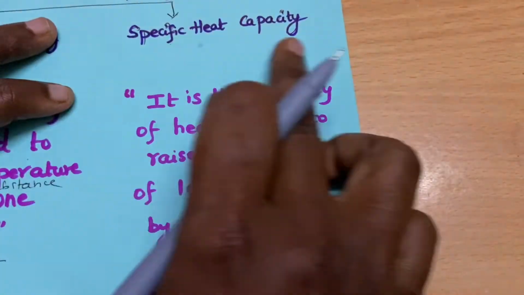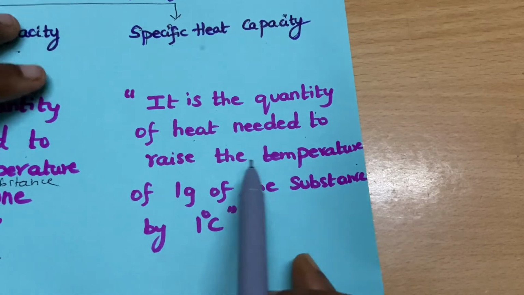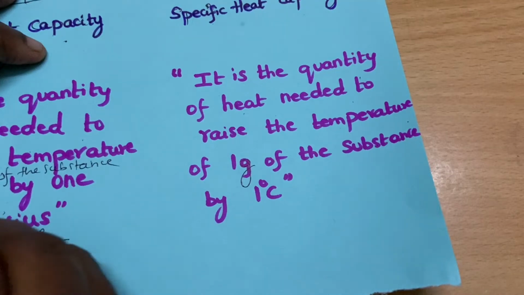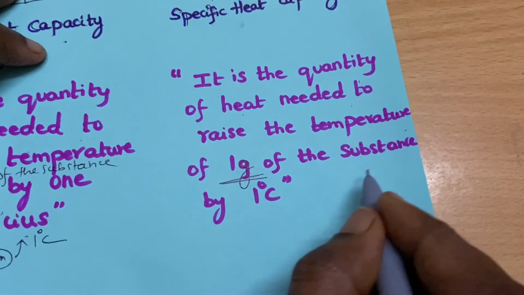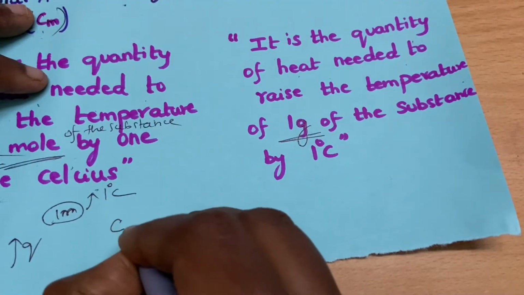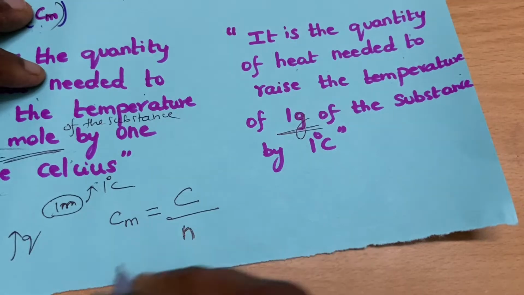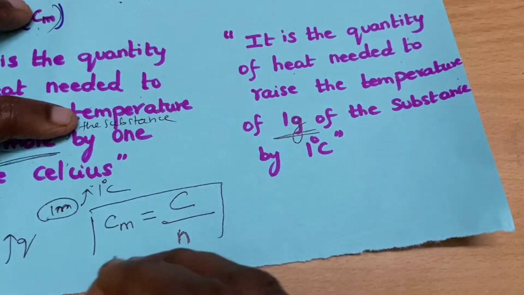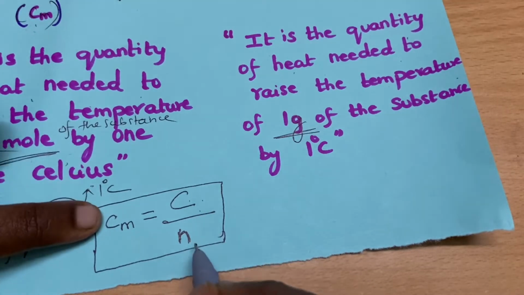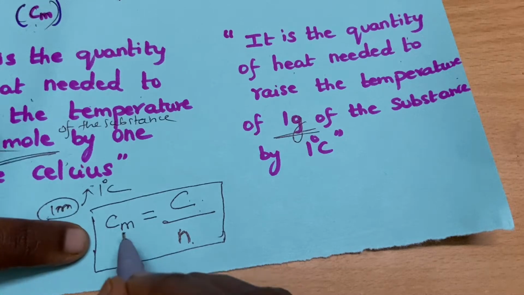Now what is specific heat capacity? It is the quantity of heat needed to raise the temperature of 1 gram of the substance. What is the difference here? It is 1 mole versus 1 gram of the substance, by 1 degree Celsius. So your Cm is nothing but your heat capacity divided by the number of moles. When you divide the heat capacity by the number of moles, you will get the molar heat capacity.